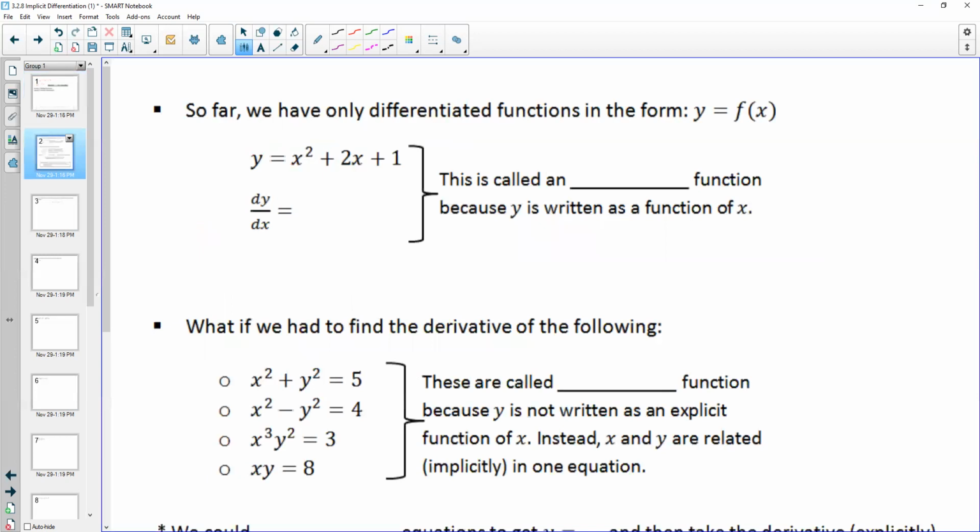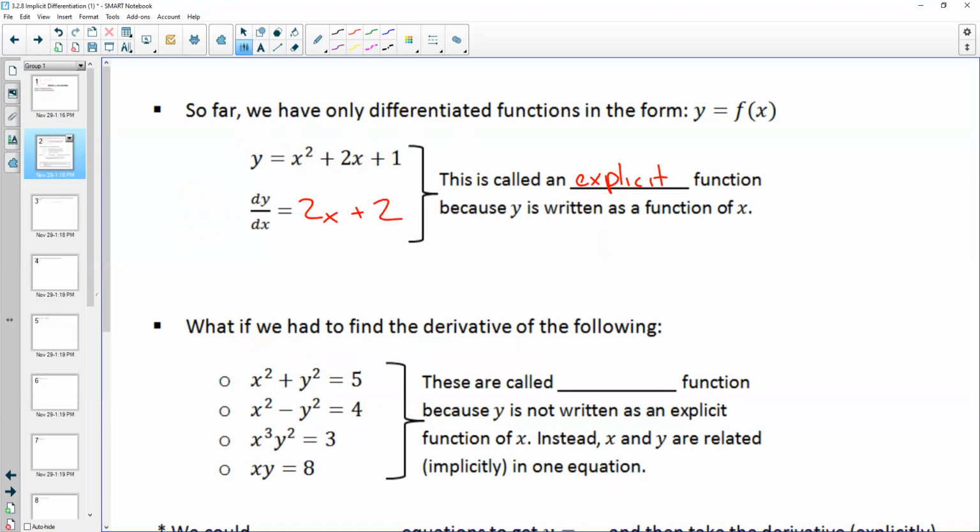So we have differentiated functions in the form y is equal to f of x. These are called explicit functions, because y is written as a function of x. Okay, y is equal to x squared plus 2x plus 1. So if we were to take the derivative of this, it would be 2x plus 2, right?